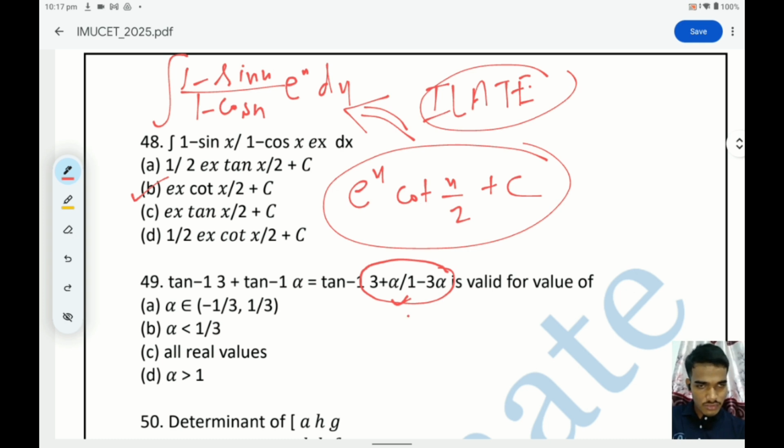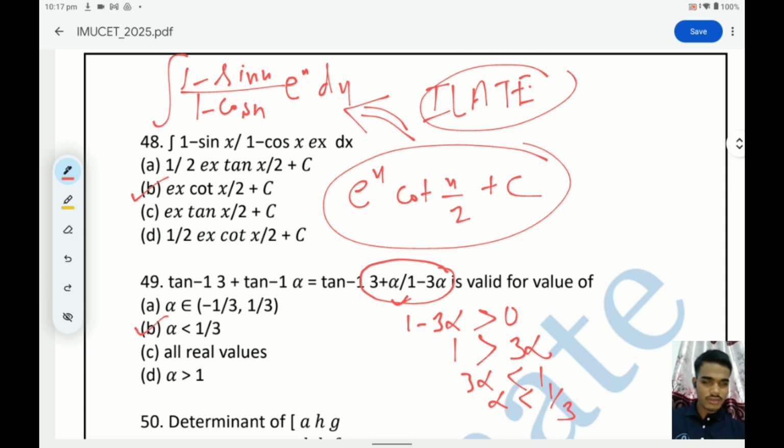Therefore we can get 1 minus 3 alpha is not equal to 0. And to find its principal value we will take it greater than 0, not less than 0. So we directly use 1 minus 3 alpha is greater than 0. Therefore we can say 1 is greater than 3 alpha. Therefore 3 alpha is less than 1, then we can say that alpha is less than 1 upon 3. So option B will be the right answer.